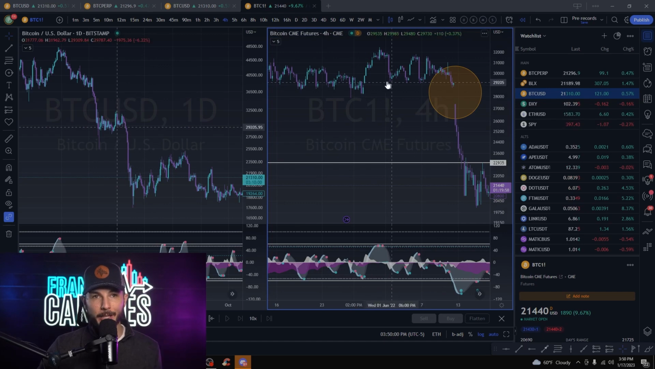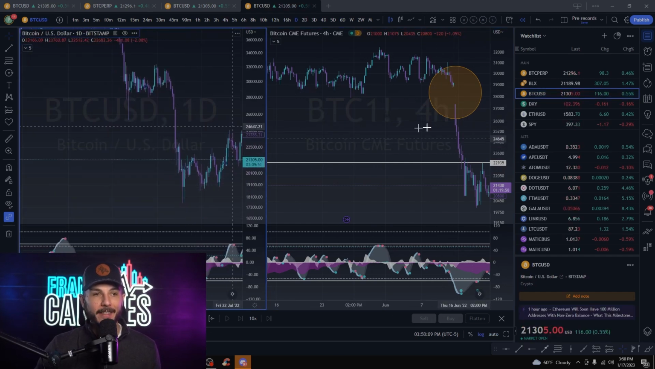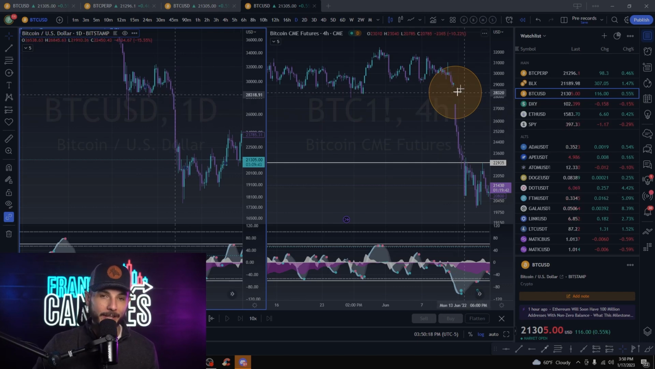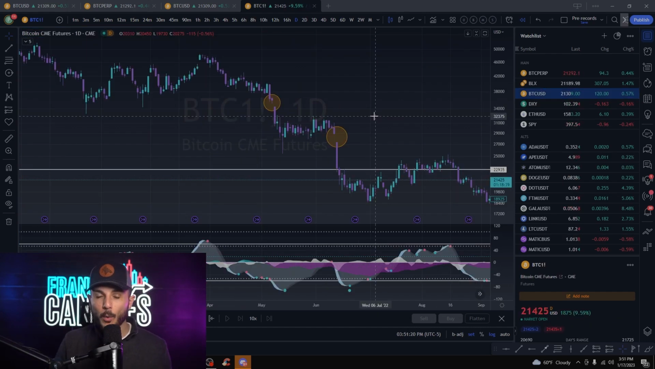So if we pull up the CME futures, which you'll see on the right side of my screen, and the regular Bitcoin spot chart on the left, you can see that when the futures market closed on Friday, on the spot chart we actually just continued down here. But obviously, because the market was closed on the CME futures exchange, that's what creates that gap.